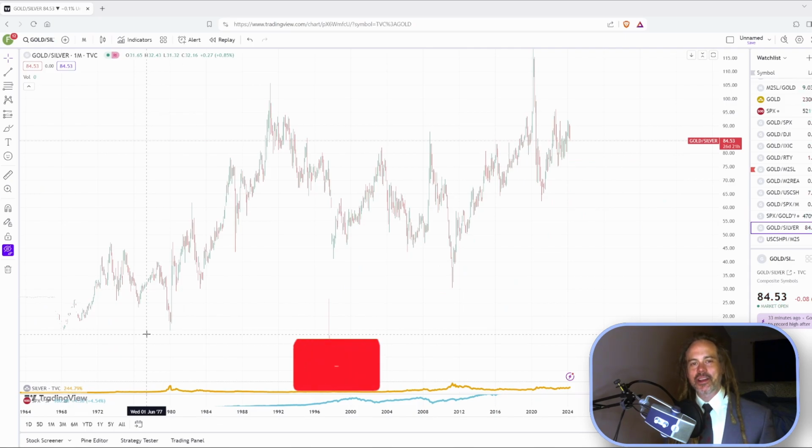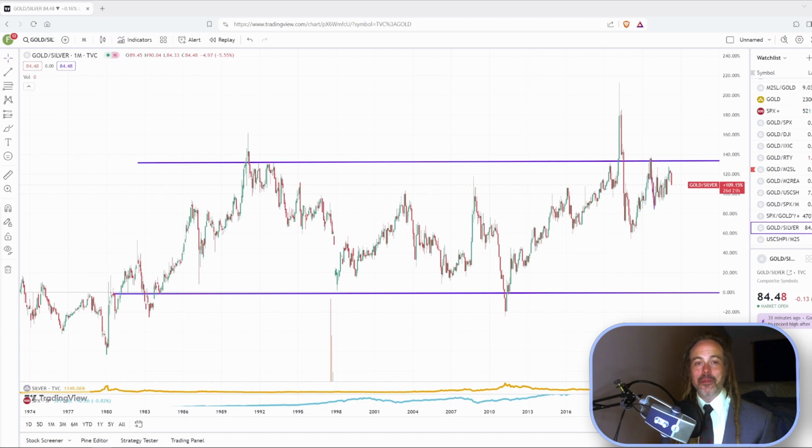Today we're going to take a look at the gold to silver ratio, and we're going to use it to identify bull markets in the silver price. At the end, we'll compare it to the general market to see if it's a good investment or not.